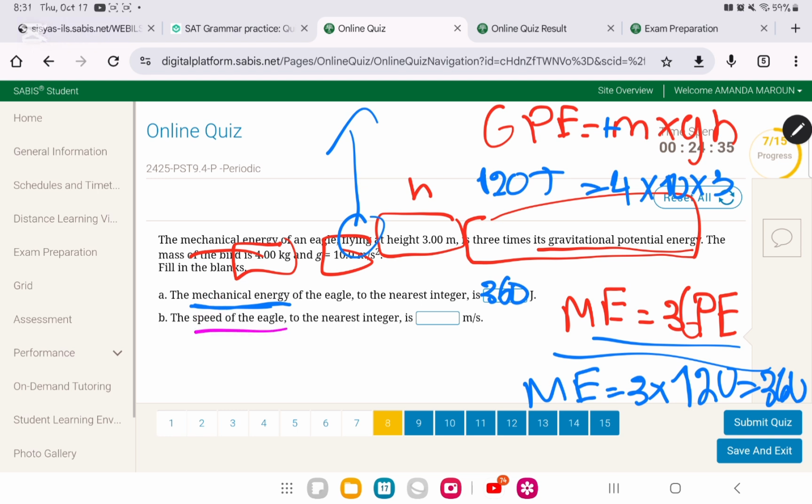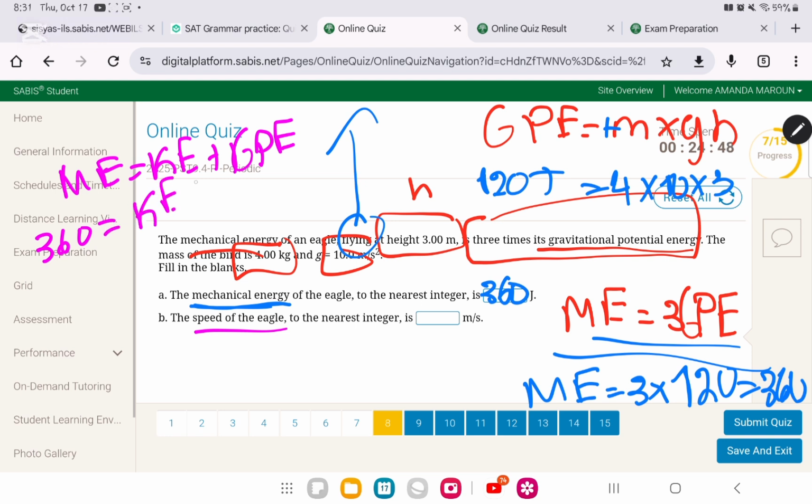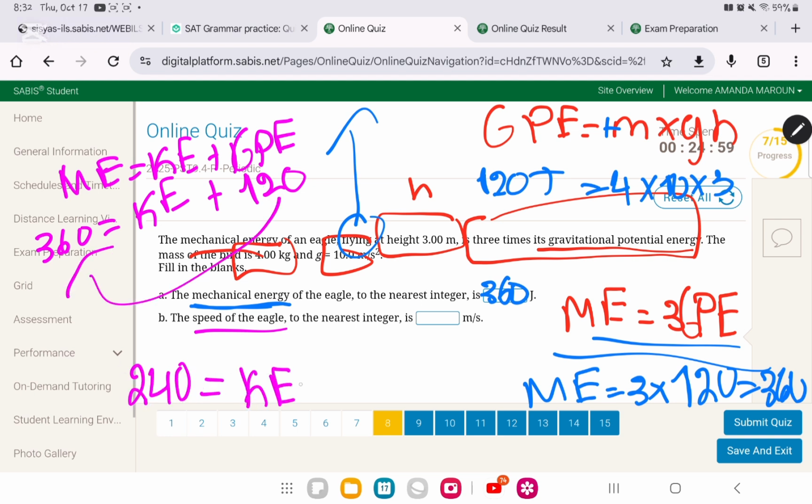Now the speed of the eagle. We know mechanical energy is equal to kinetic energy plus gravitational potential energy. We have mechanical energy, 360 joules, equal to the kinetic energy that we need to find, plus the gravitational potential energy we have, it is 120. Move it to the other side. You will get that 240 is equal to the kinetic energy.